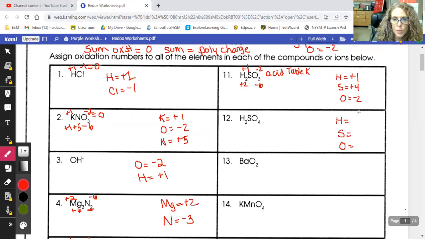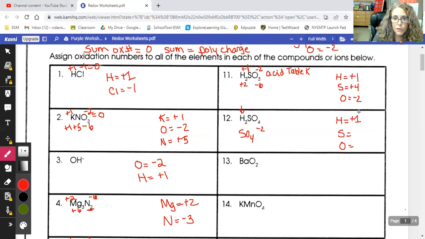If I'm going to go with my polyatomic ion way, that means that my sulfate is SO4, and that has a charge of -2. That's why I needed 2 hydrogens to balance it out. So my hydrogen is still +1. I have 2 +1s, and that cancels out this sulfate being -2.